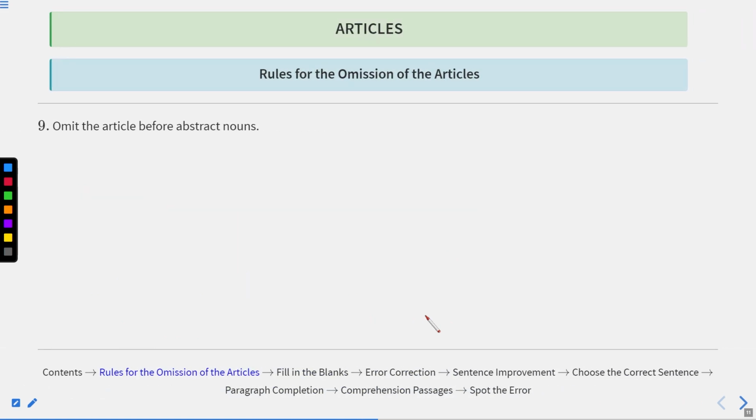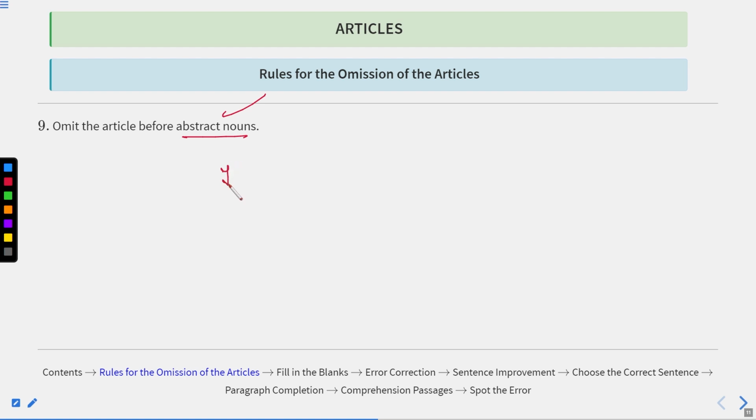Now let us move to the next one. Omit the article before abstract nouns. This one is very, very important. Before any abstract noun. What are abstract nouns? Abstract nouns are actually nouns which cannot be seen, which cannot be touched, but which can be felt. Okay, so these are abstract nouns. Before any abstract noun, we cannot use any article unless we make it particular.